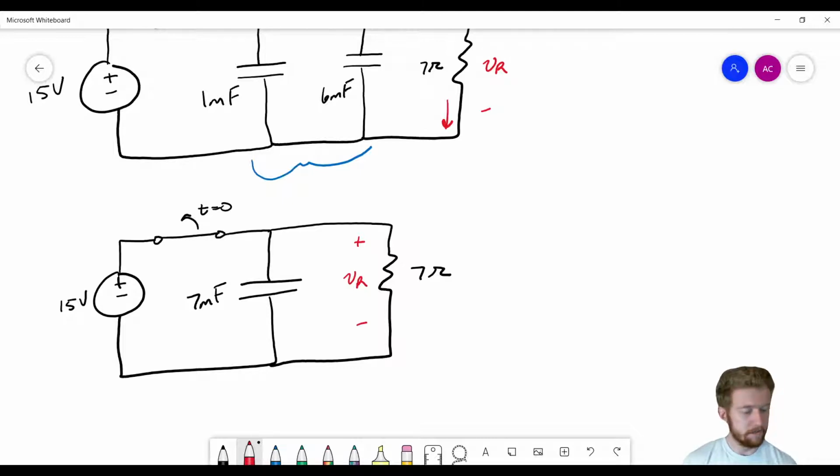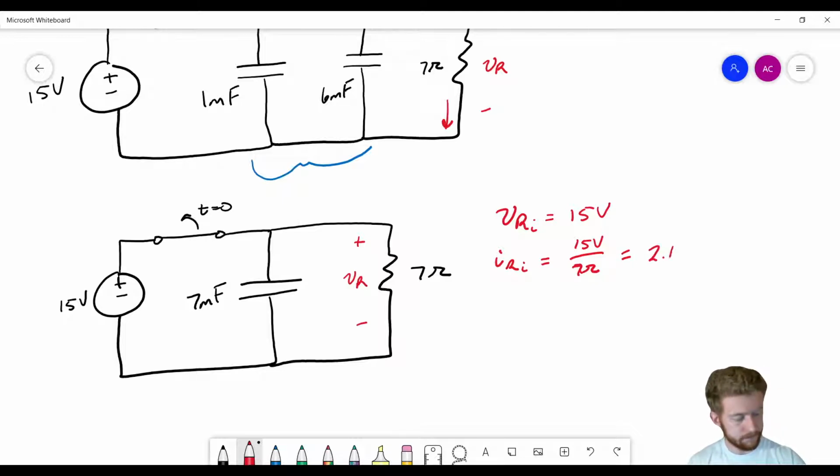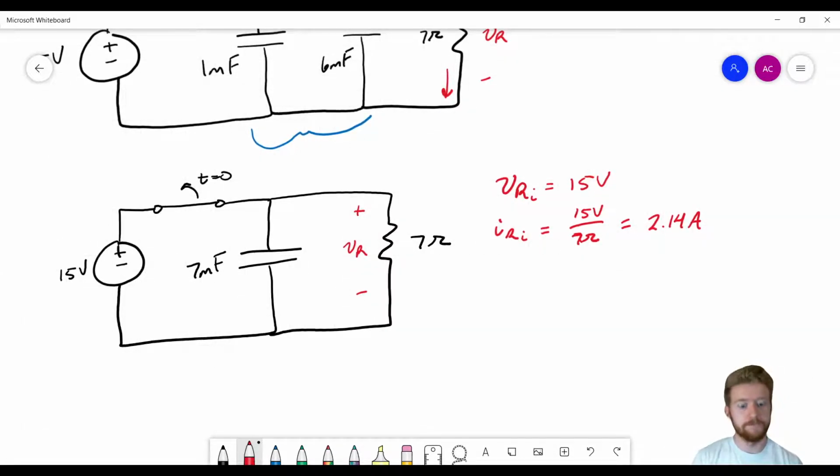So we're expecting the voltage across the resistor to initially be just the supply voltage, so 15 volts. And same thing, we're expecting the initial current to be related by Ohm's law. So 15 volts divided by 7 ohms. I'm going to need to whip out the calculator for this one, because I can't do that math in my head. 15 divided by 7 is going to give us 2.14 amps. Okay, so this is the initial voltage and current for that resistor.